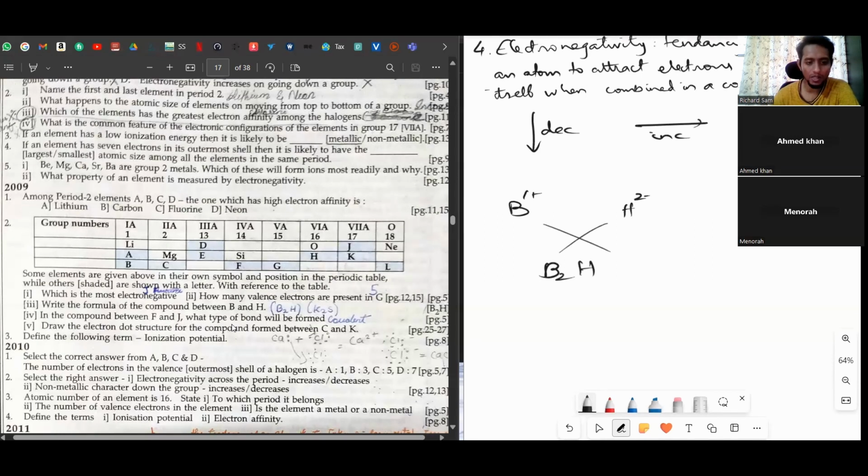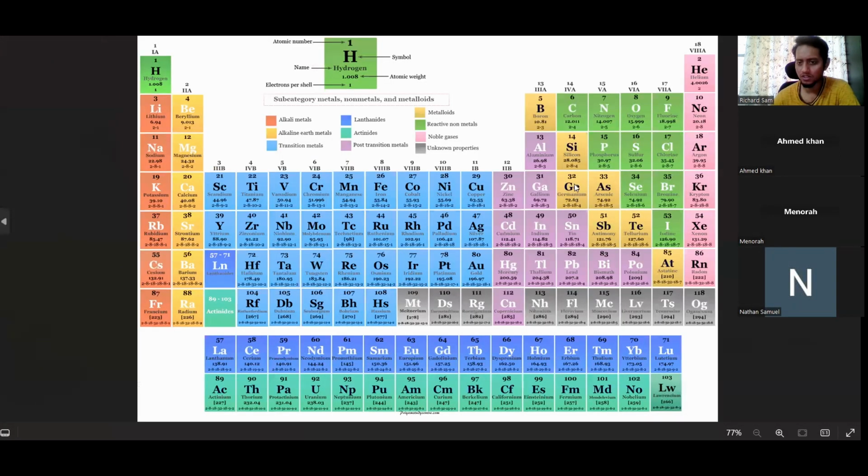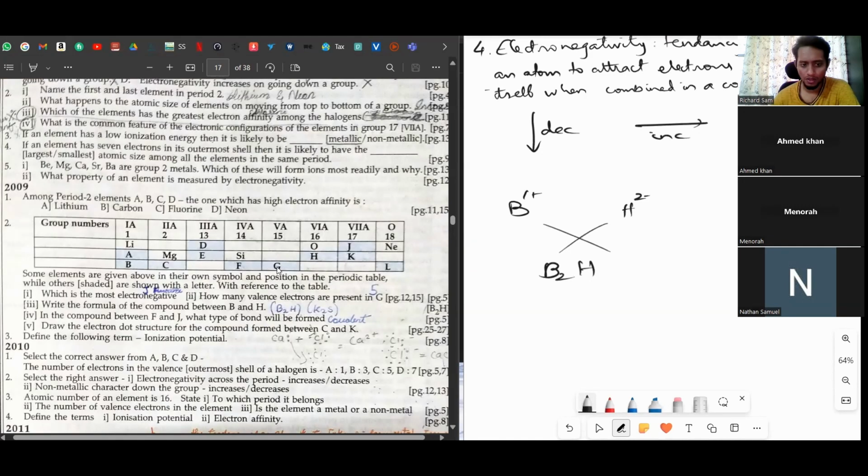Next, in the compound between F and J, what type of bond will be formed? There are two types of bonds: covalent and electrovalent. So F and J. What is F? Metal or non-metal? What's under silicon? Under silicon is germanium. So germanium is a metalloid, and J is a non-metal. So what is the bond between a metalloid and a non-metal?